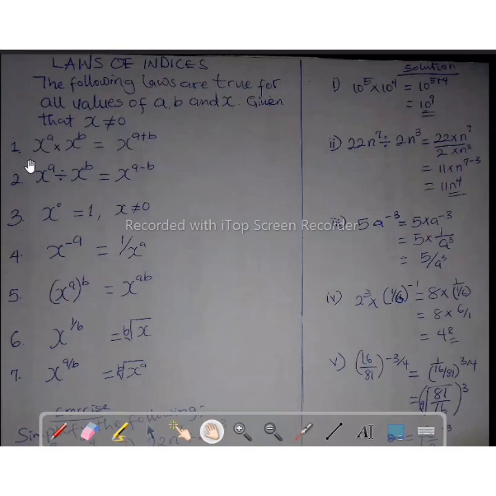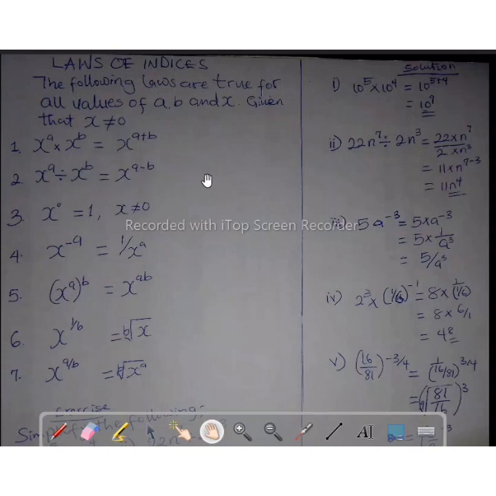Move to the next law, which is the second law. The second law says that if you have x raised to power a divided by x raised to power b, it is the same thing as x raised to power a minus b. So this law says that if you have two or more common bases with a division sign among them, you pick one base and then subtract their indices accordingly. You can see that this is a minus b, not b minus a at the power level, simply because a comes before b in the arrangement on the left hand side.